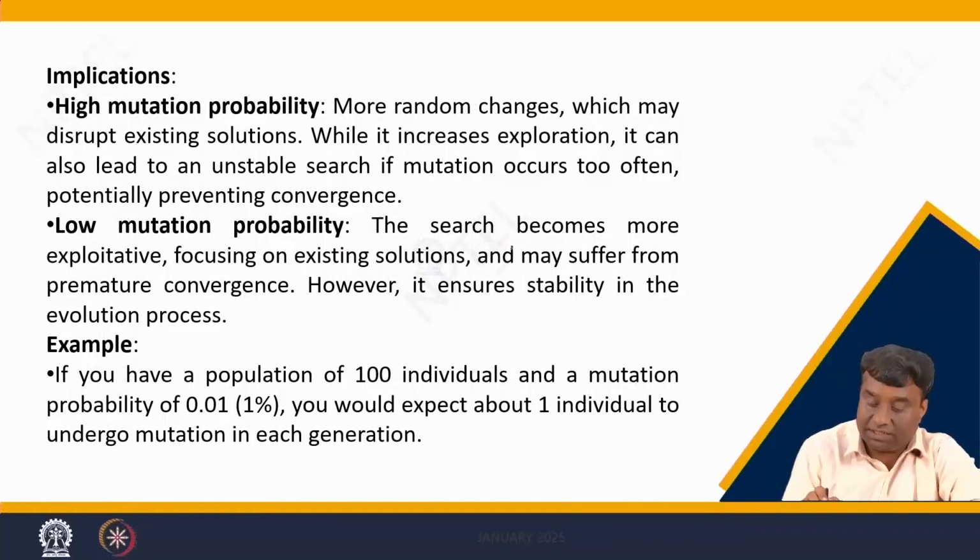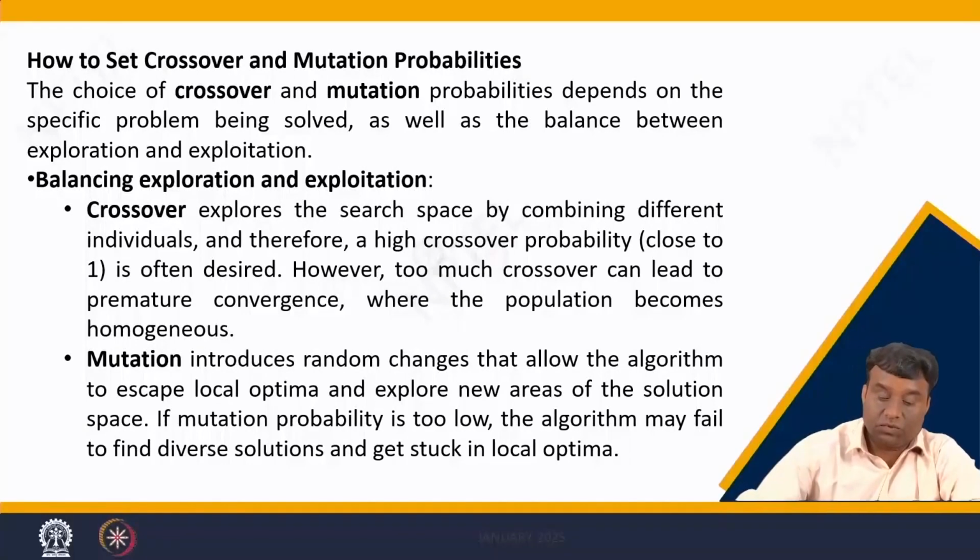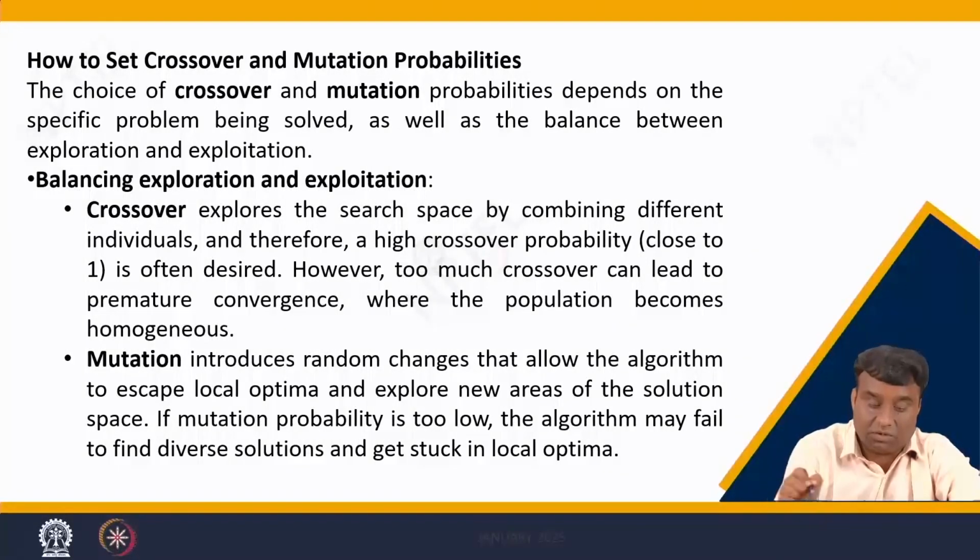With low mutation probability, the search becomes more exploitative, focusing on existing solutions and may suffer from premature convergence. However, it ensures stability in the evolution process. If we have a population of 100 individuals and the mutation probability is 0.01, that is 1%, you would expect about one individual to undergo mutation in each generation. How to set crossover and mutation probabilities? The choice depends on the specific problem being solved as well as the balance between exploration and exploitation.